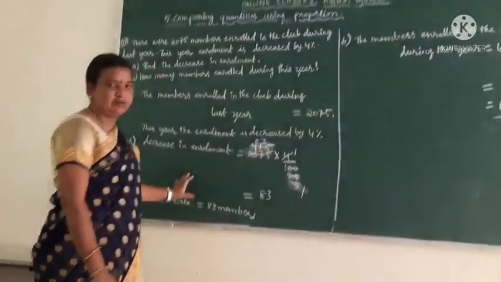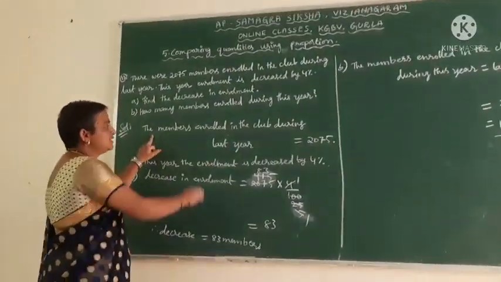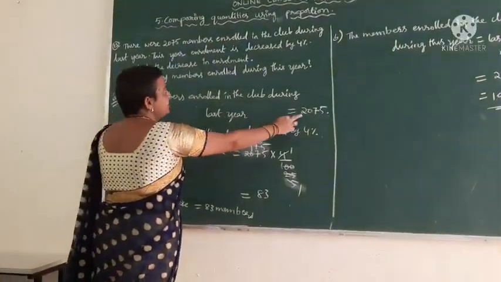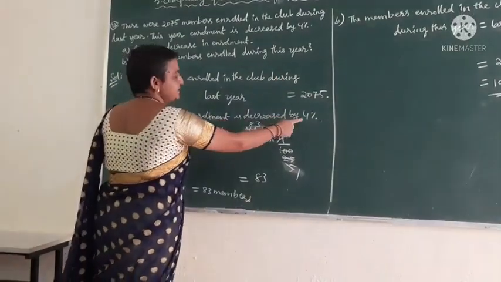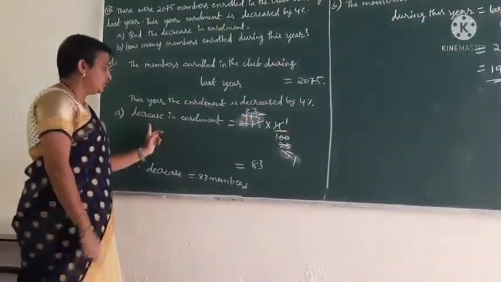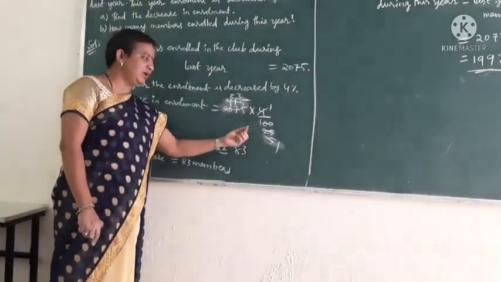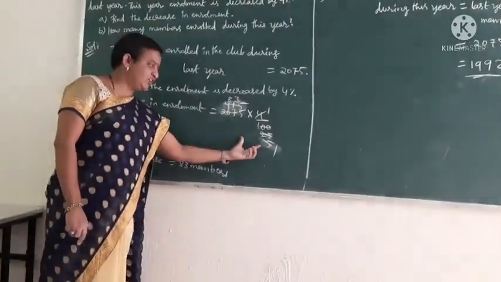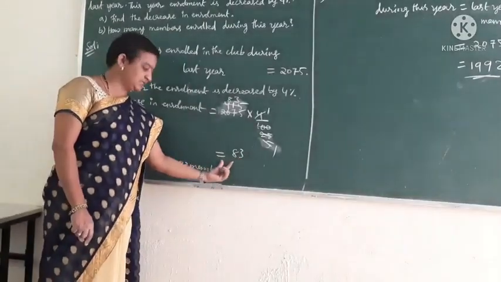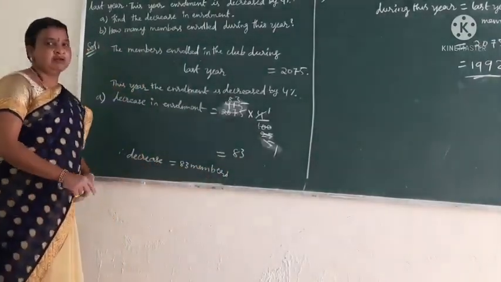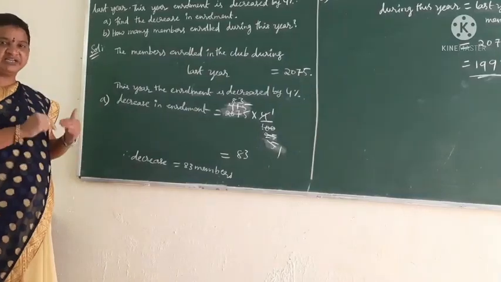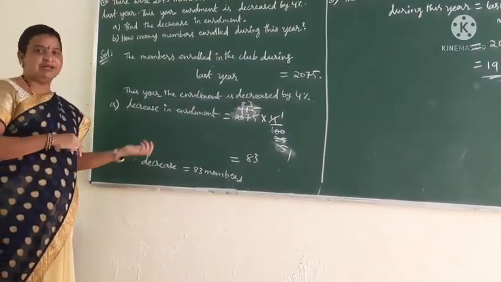Okay. Once again I will explain. The members enrolled in the club last year is 2075. The decrease percent is 4%. So the decrease in enrollment is 2075 into 4 by 100. If we simplify this fraction, we get decreased members is 83. This year 83 members are decreased from last year.